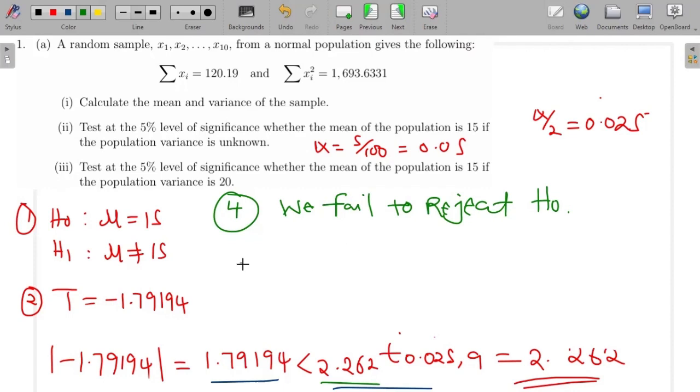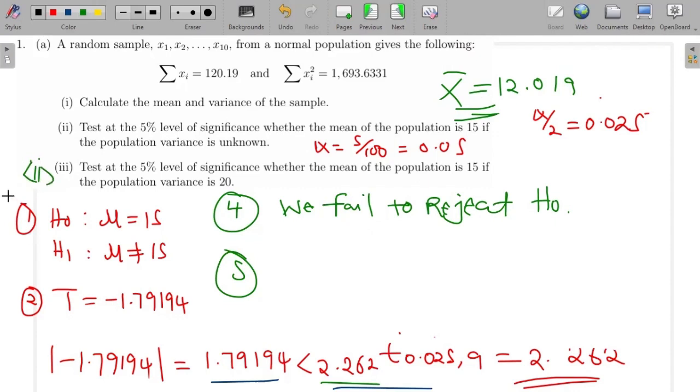Okay, so what does that mean now in our conclusion? So in our conclusion, we're going to say at 5% level of significance, we do not have enough evidence to say that the population mean differs from 15. Simply saying that the sample mean that we had found, that it was 12.019, simply saying that this value is not sufficiently far from 15 when accounting for sample variability and small sample sizes. Okay, so that will be the answer to part 2, I mean.